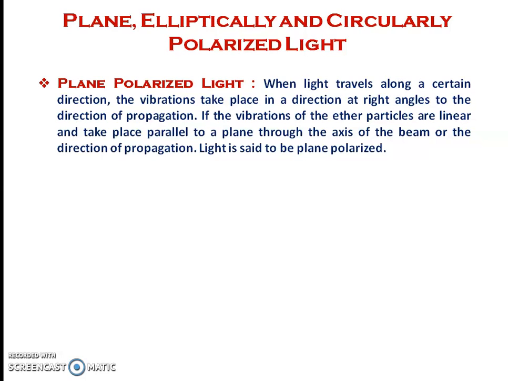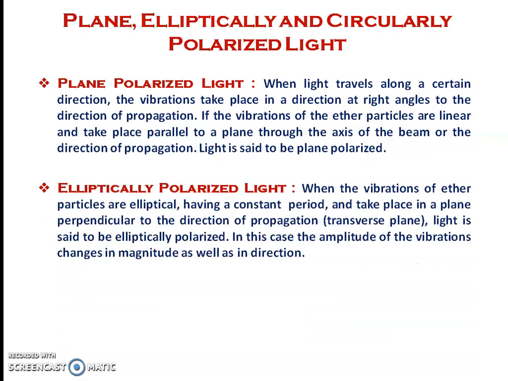When light travels along a certain direction, the vibrations take place in a direction at right angles to the direction of propagation. If the vibrations of the ether particles are linear and take place parallel to a plane through the axis of the beam, or the direction of propagation, light is said to be plane polarized.